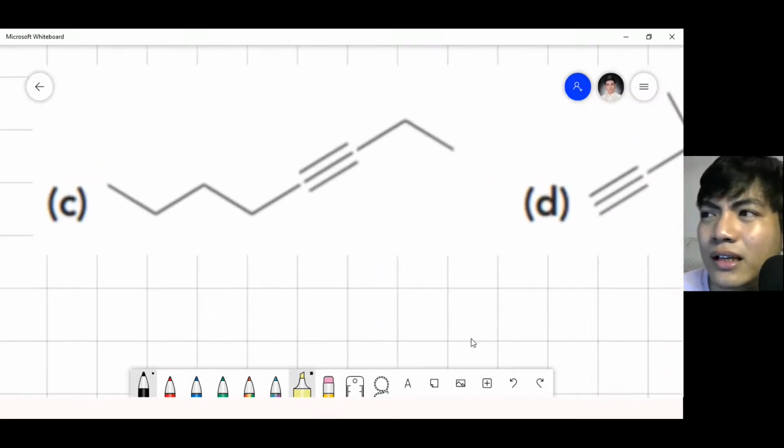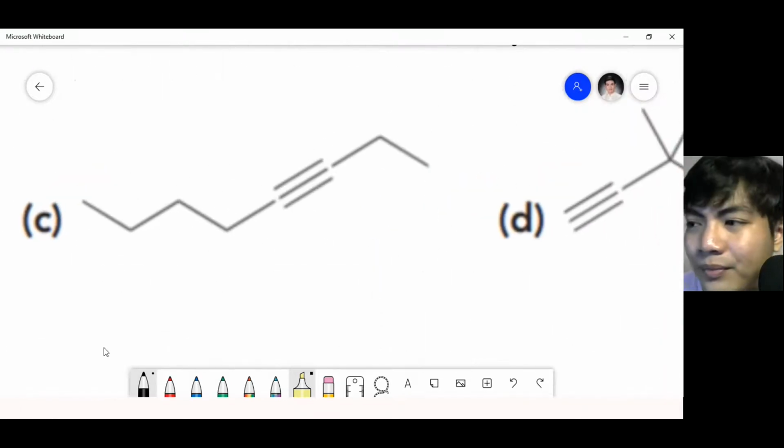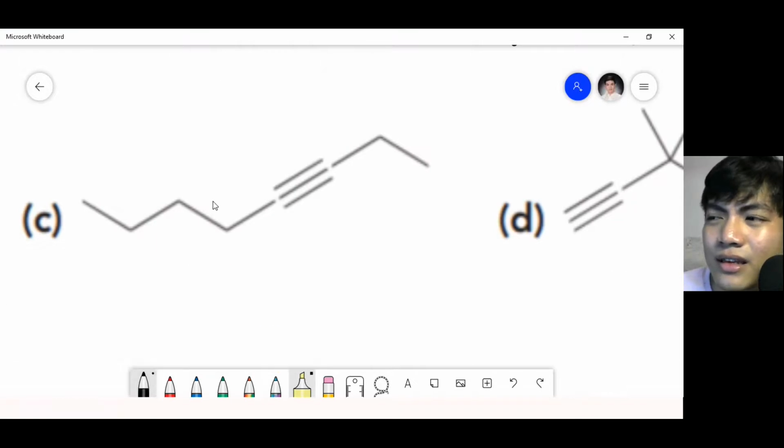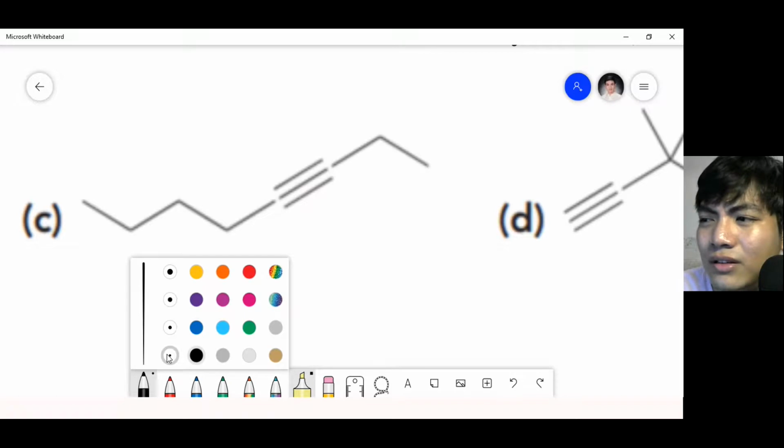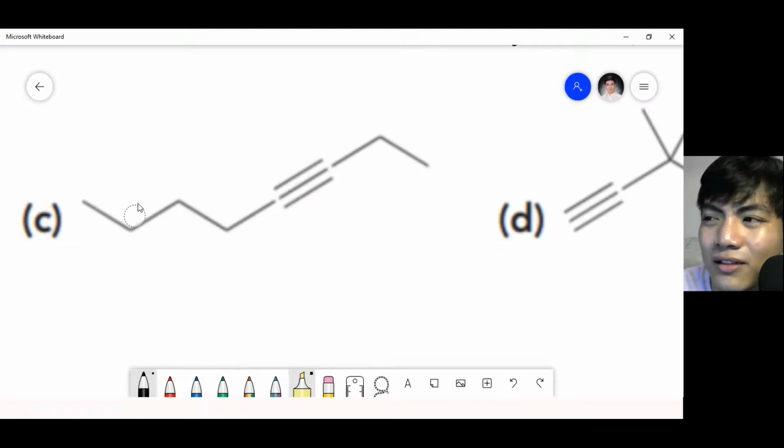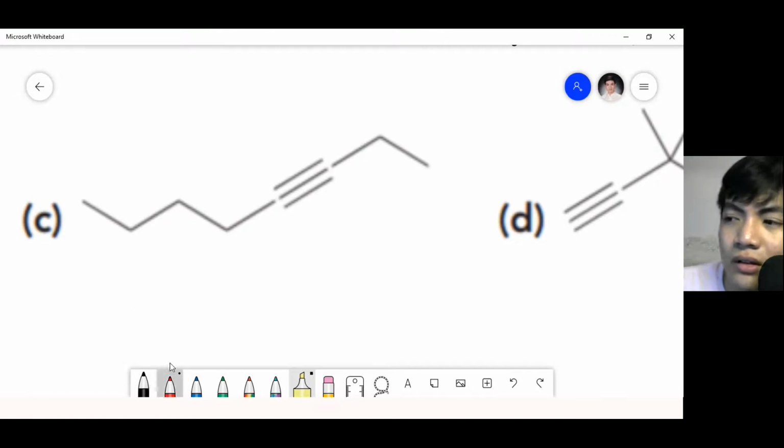So these are two alkynes, so let's name them. For letter C, this is just a plain molecule here, so nothing much is very interesting anyway. The problem here is where we should count. Should you count left to right or right to left?